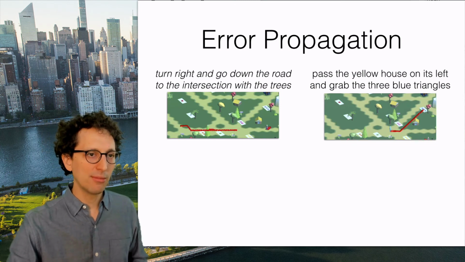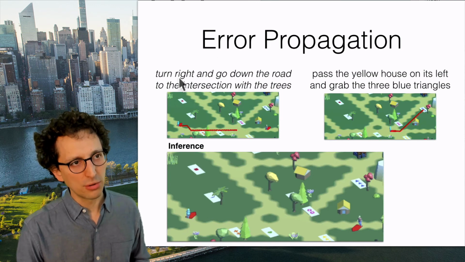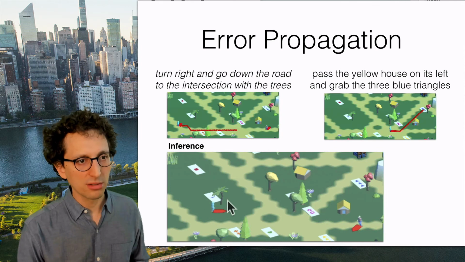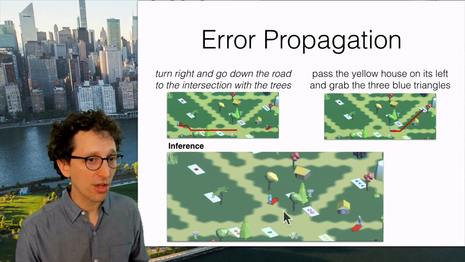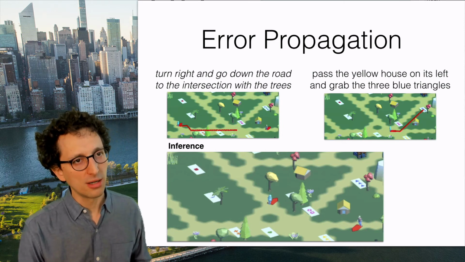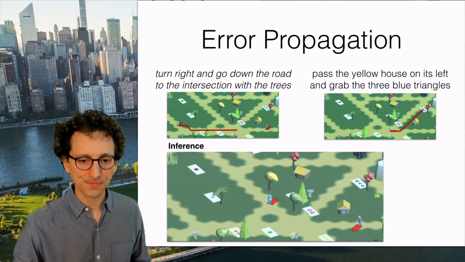Something that you can imagine happening at inference time is that maybe you are not really executing this first instruction right. Instead of going down this road, you are going up here. Somehow you get to here, and it's an intersection. It has trees. It's a good place to stop. So you're just going to stop there. But this means that you're actually not in a good position to start the next instruction.